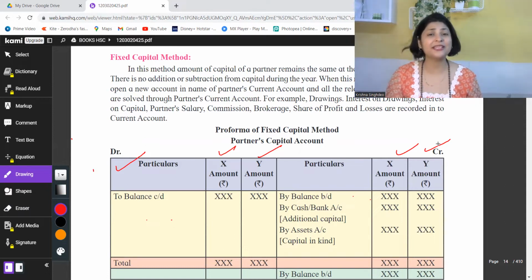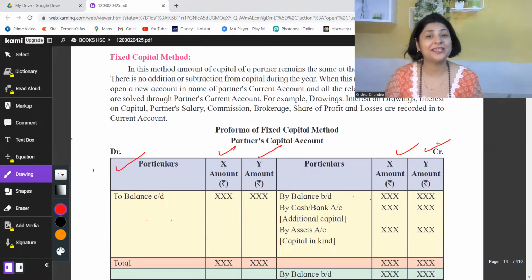Okay. So this is the entire format under which, how many partners are there, those many amount columns will be there. If there are three partners, X, Y, and Z also, then one more column will be added in the amount column. Okay, I hope this is clear to you.